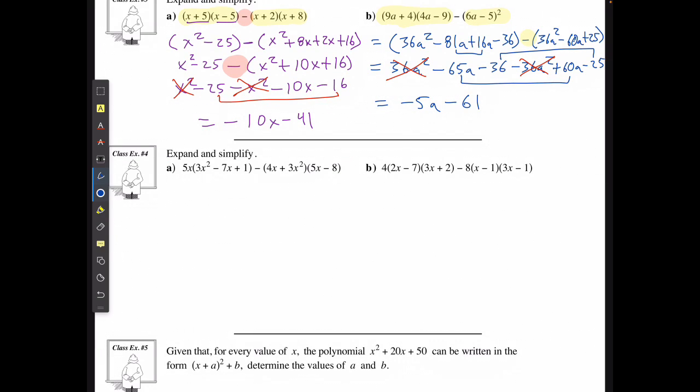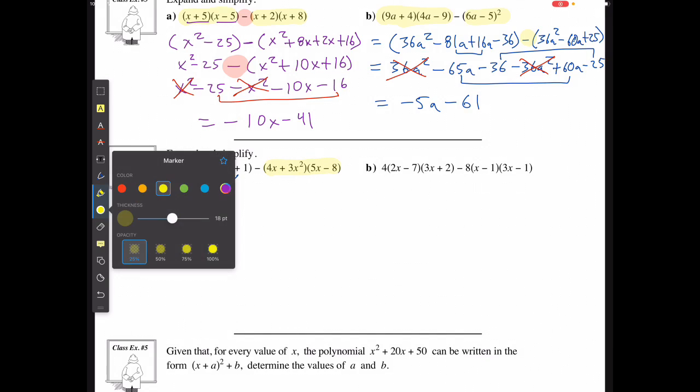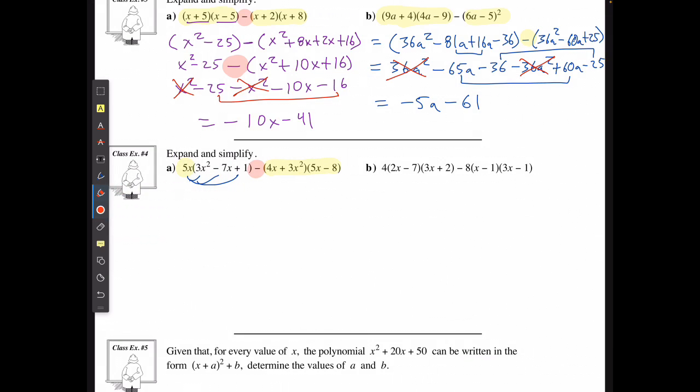For example 4, same idea, just slightly more complicated multiplications. So I can see that for the first set, I have a term that I need to multiply into all three parts here. For the second set, I need to expand out the set and then apply the negative.